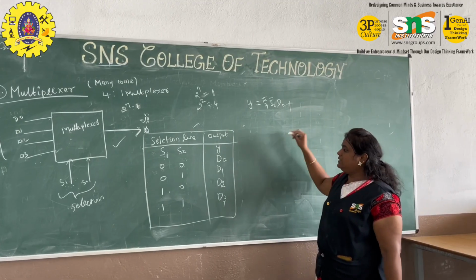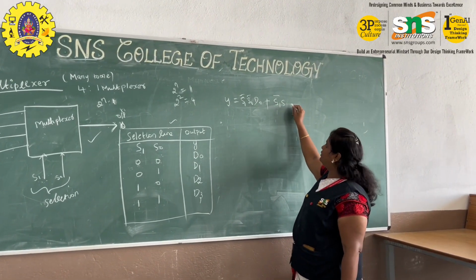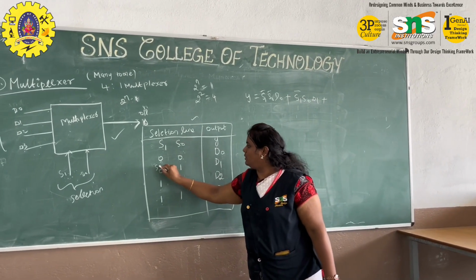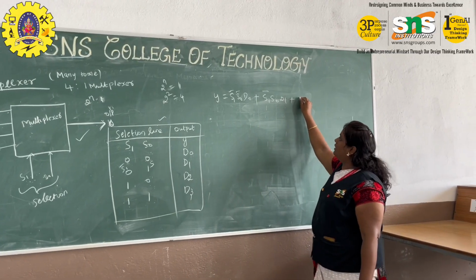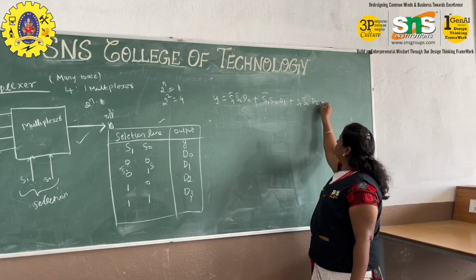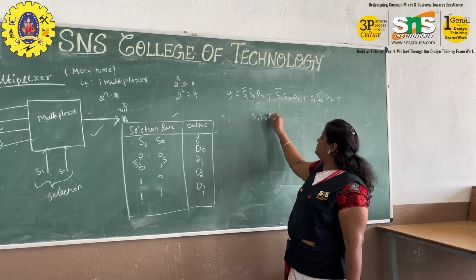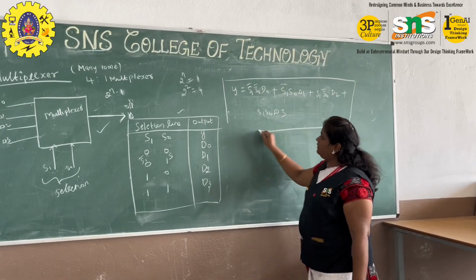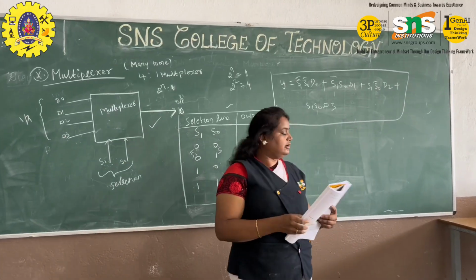Plus next, S1 bar S0 into D1. Then next, S1 S0 bar into D2. Then the last term is S1 S0 into D3. So this is the function for this multiplexer. According to the selection line, we are getting the output. So this is the function.